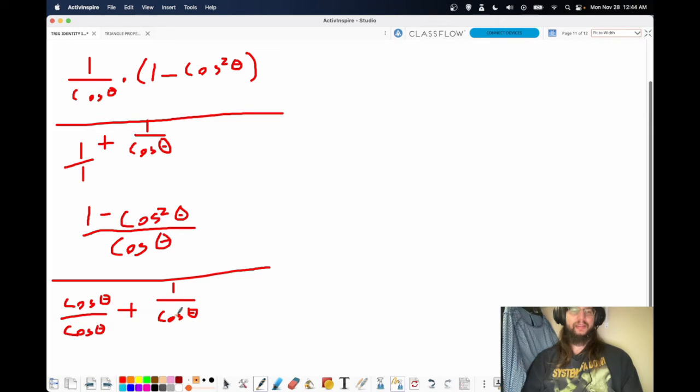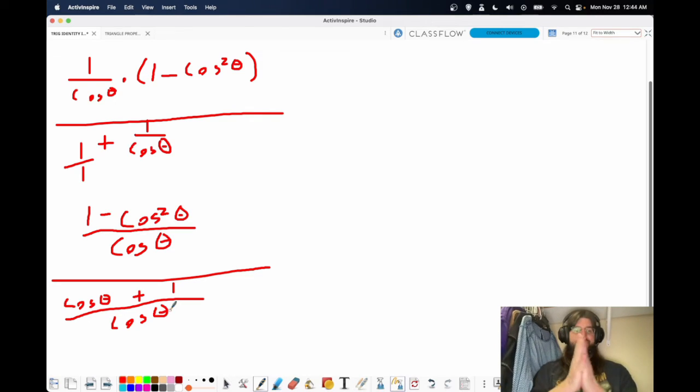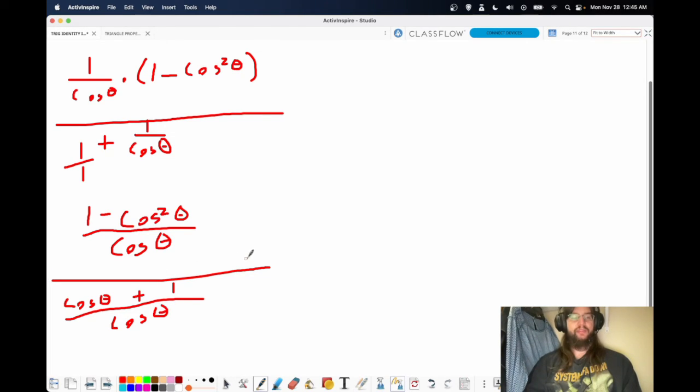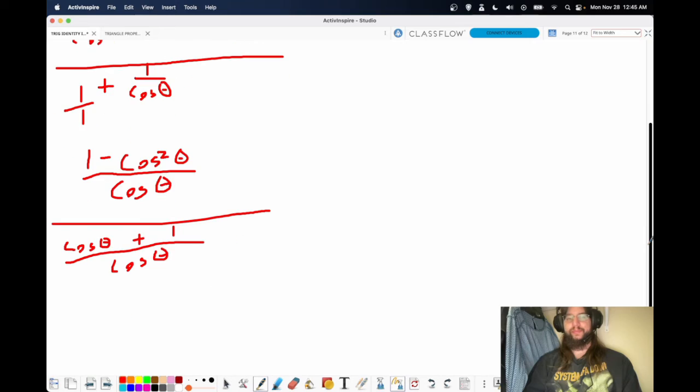So we need to combine these. So all we really have to do, once we get our common denominator, is put it as a common denominator. So right now this thing is looking nasty. Let's see. We got some work. Big division bar, y'all. How do we divide by a fraction? Flip it and multiply.